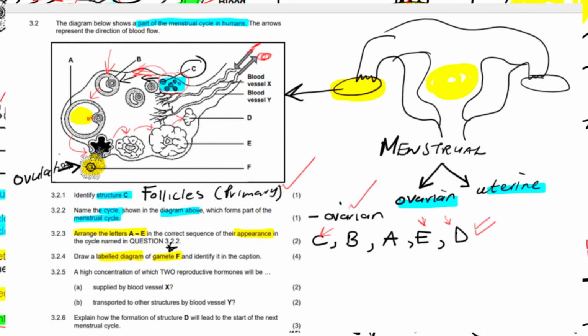So it is released from the what? It is released from this Graafian follicle, or this big follicle, and now we have to draw its structure. So let us start by writing our caption. You can say diagram of the ovum, something like that, as long as you caption it.